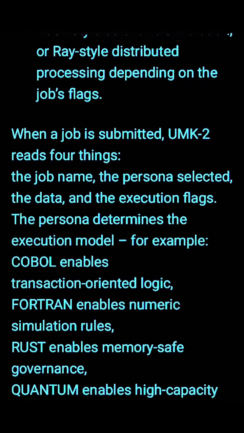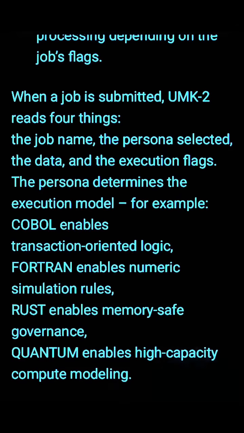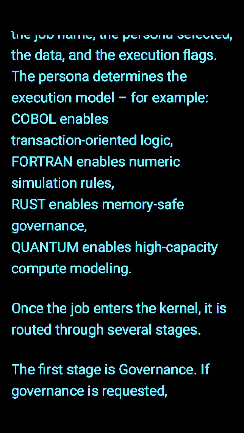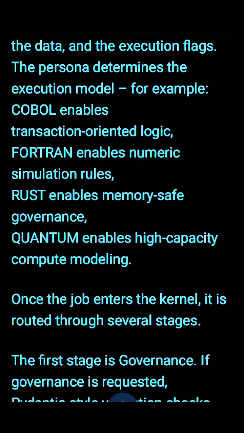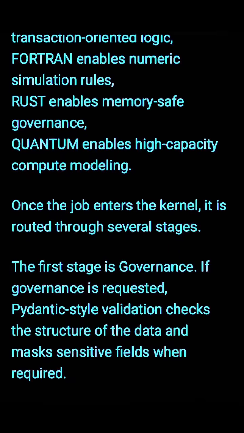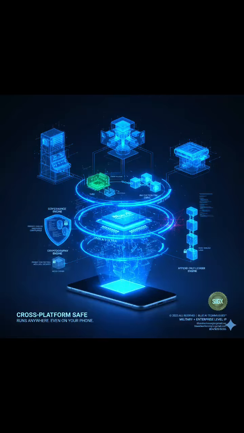When a job is submitted, UMK2 reads four things: the job name, the persona selected, the data, and the execution flags. The persona determines the execution model. For example, COBOL enables transaction-oriented logic, Fortran enables numeric simulation rules, Rust enables memory-safe governance, Quantum enables high-capacity compute modeling.